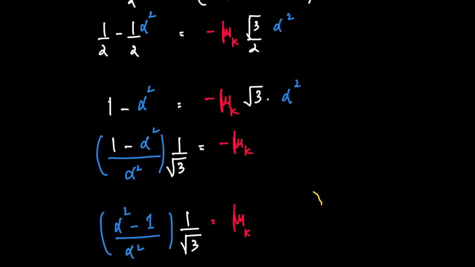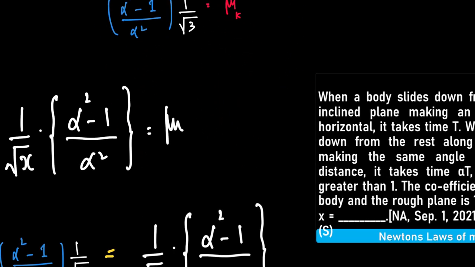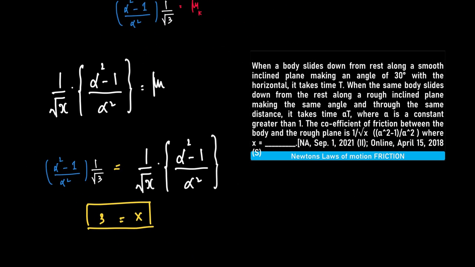If you analyze the given question, it says the coefficient of friction is equal to 1 by root x into alpha square minus 1 by alpha square. I'll compare this with the equation we have obtained, with 1 by root 3. The terms alpha square minus 1 by alpha square will get cancelled off, and what we get is 1 by root 3 is equal to 1 by root x, and therefore x is equal to 3. So the correct answer here is x is equal to 3.